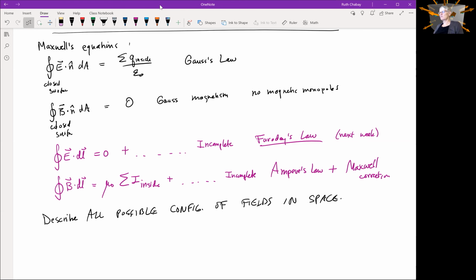Accelerating charges, stay tuned. That comes after Faraday's law. Accelerated charges are very cool, and we will see that a lot of stuff all comes together when we start talking about accelerated charges, and we'll figure that out by, in fact, applying Maxwell's equations. So stay tuned for a grand finale next week, Faraday's law.